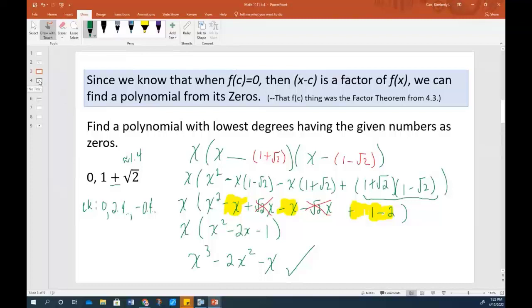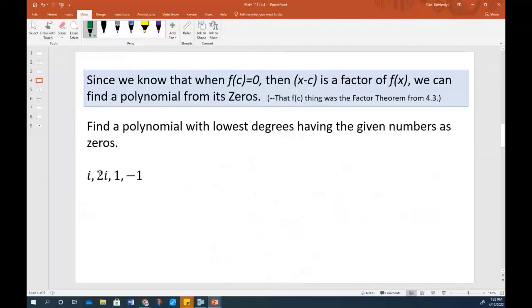So this process stays the same, but I feel obligated to show you one more here because of the i's. The i's also come in pairs. Irrational come in pairs. Complex come in pairs. Imaginaries come in pairs. All of the weird ones come in pairs. So if you have an i, you also have a negative i. Plus or minus here. And that means I've got a plus or minus here.